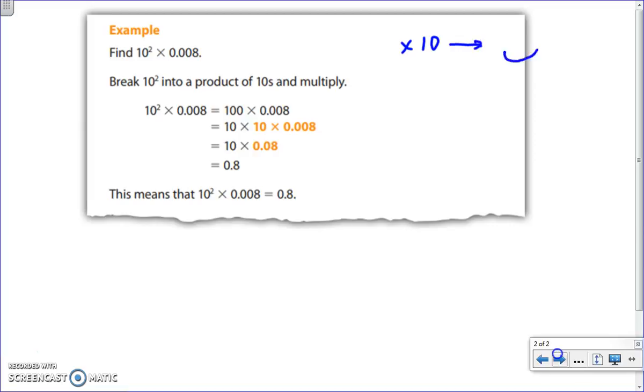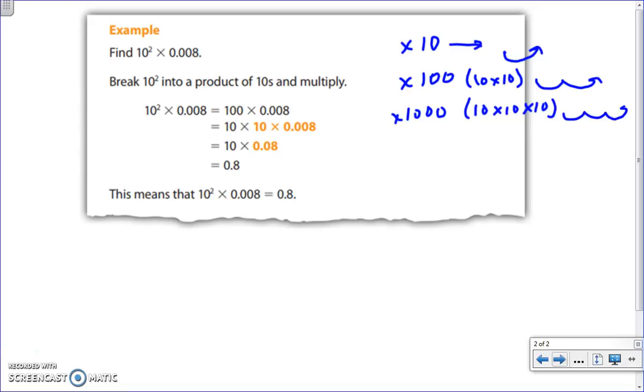When we multiply a decimal by 10, we can move the decimal place one spot to the right. It's one placeholder bigger. We multiply by 100, which is really 10 times 10. We move it twice. And we'll multiply by 1,000, which is really 10 times 10 times 10. We can move it 3 times.